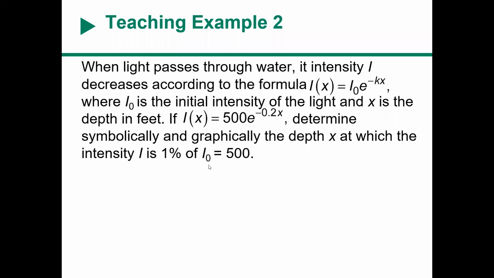Here is the full problem. I was really lost on where we were going with that. So first off, we're going to read it again. When light passes through water, its intensity I decreases according to the formula I of x equals I sub 0 e to the negative kx, where I sub 0 is the initial intensity of light and x is the depth in feet. If I of x equals 500 e to the negative 2/10 x, determine symbolically and graphically the depth x at which the intensity I is 1% of I sub 0.